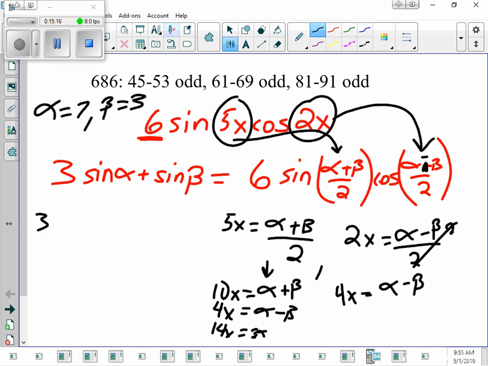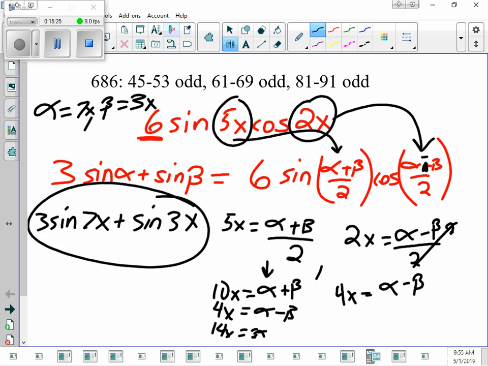So the answer is 3 sine, oh, those are x's. Sine of 7x plus the sine of 3x. And that is the conversion.